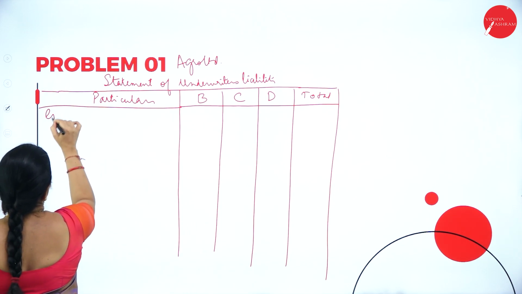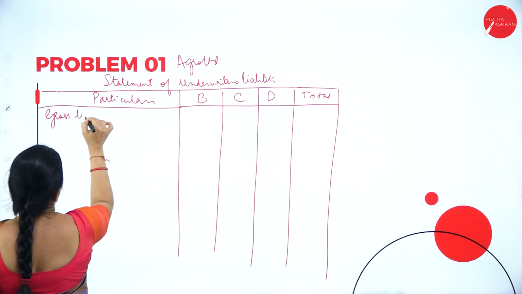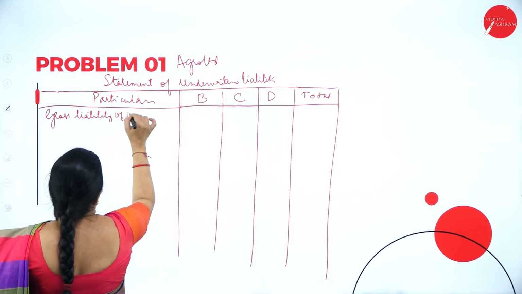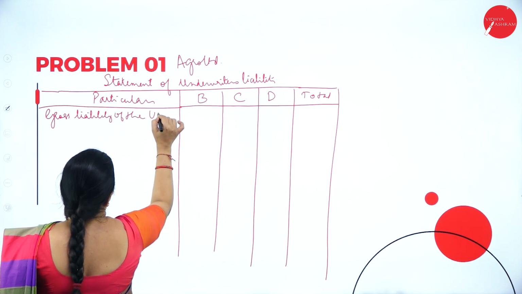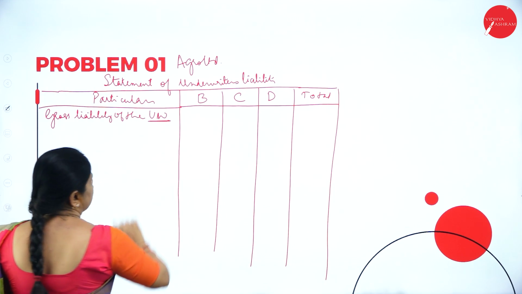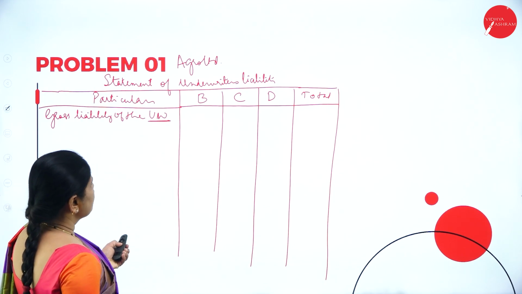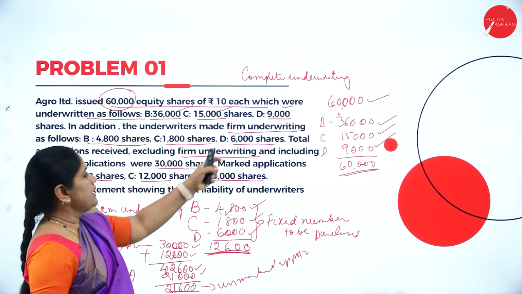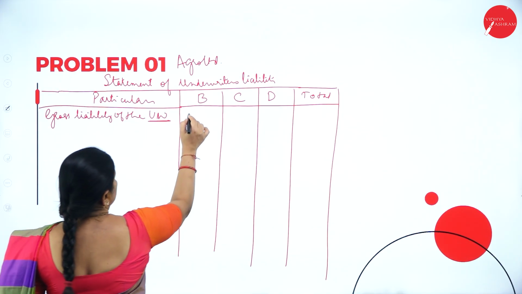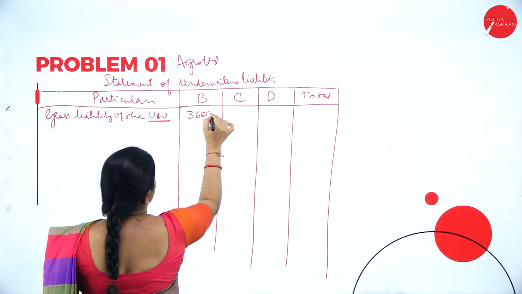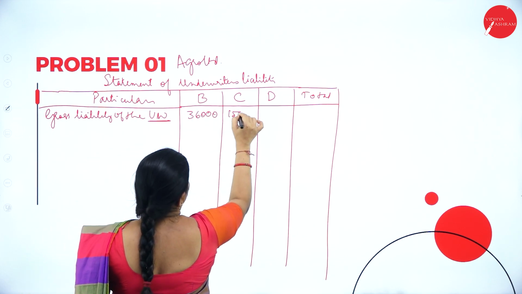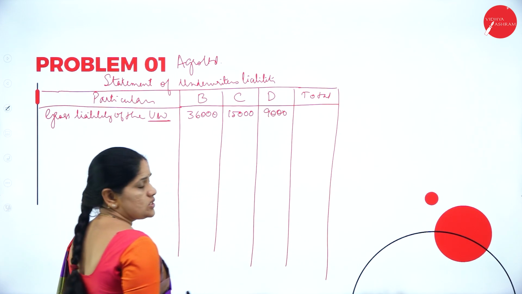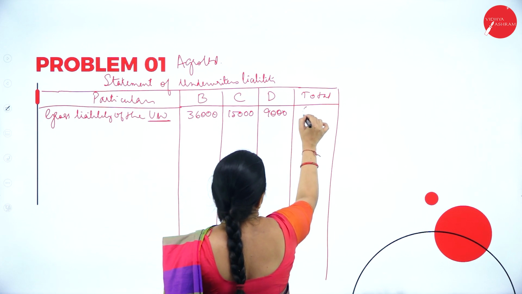So, I write gross liability of the underwriters. Now, I write underwriters, UW. Let us see what the gross liability is here: 36,000, 15,000 and 9,000. So, I write 36,000, 15,000, 9,000. The total comes up to 60,000.